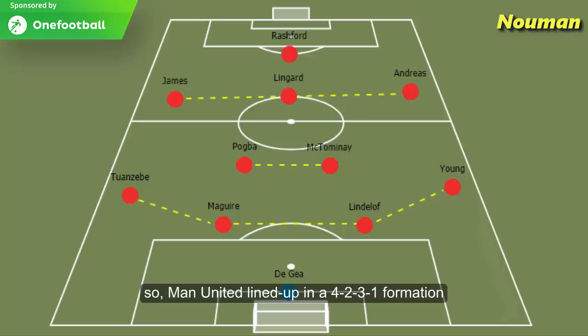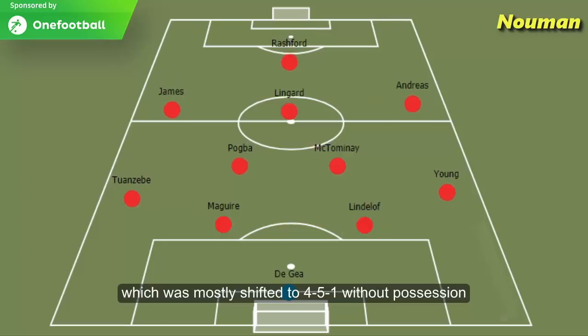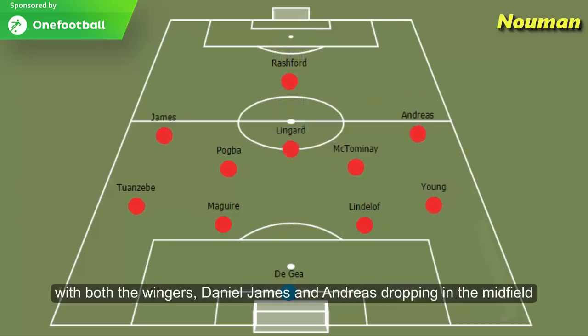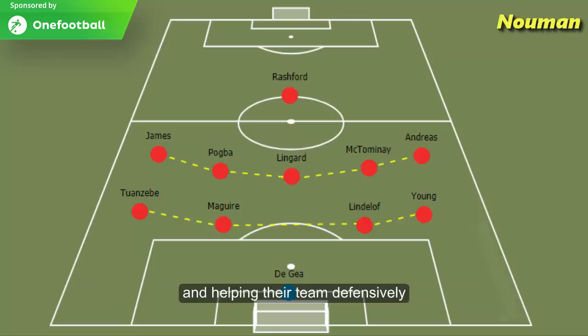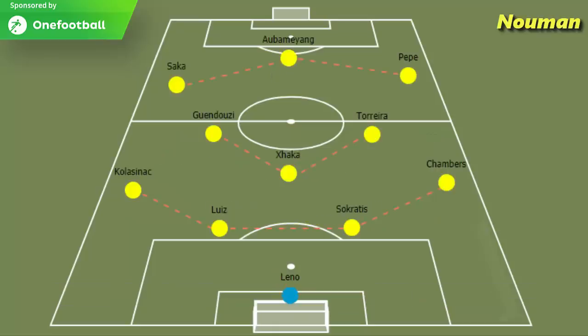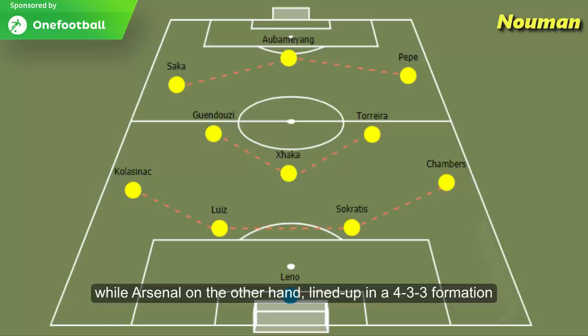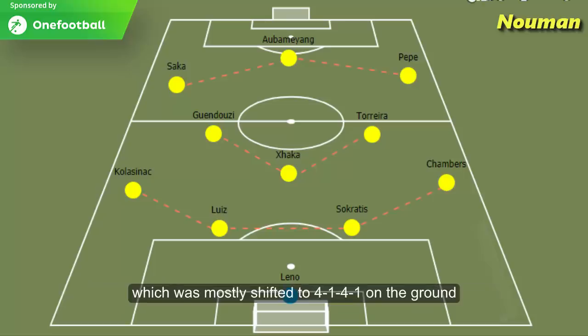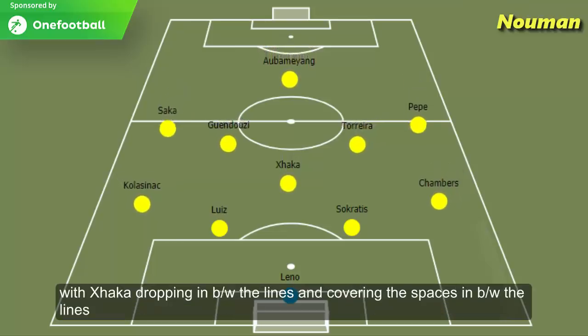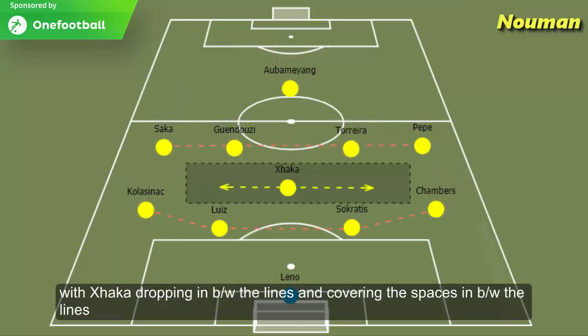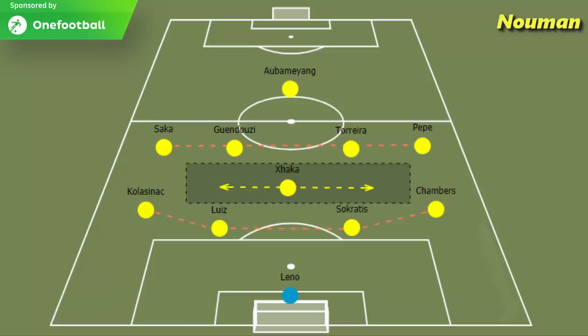So Manchester United lined up in a 4-2-3-1 formation, which was mostly shifted to 4-5-1 without possession, with both the wingers Daniel James and Andreas dropping in the midfield and helping their team defensively. While Arsenal on the other hand lined up in a 4-3-3 formation, which was mostly shifted to 4-1-4-1 on the ground, with Xhaka dropping in between the lines and covering the spaces in between the lines.